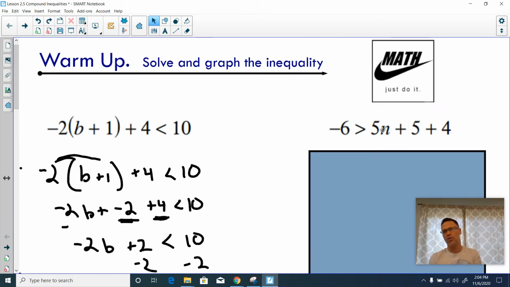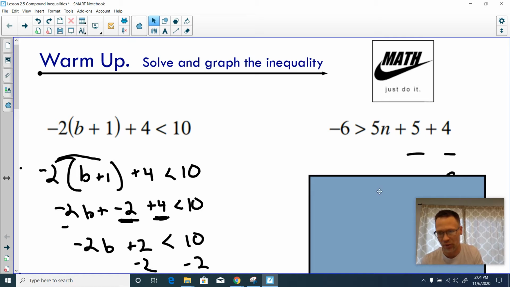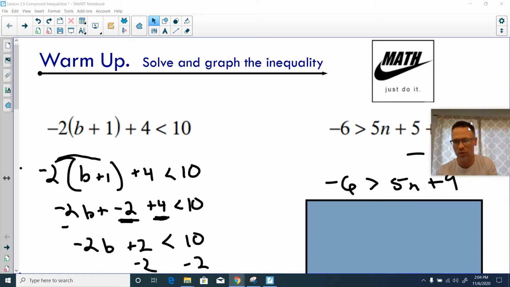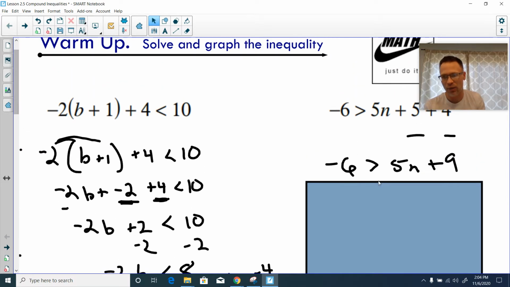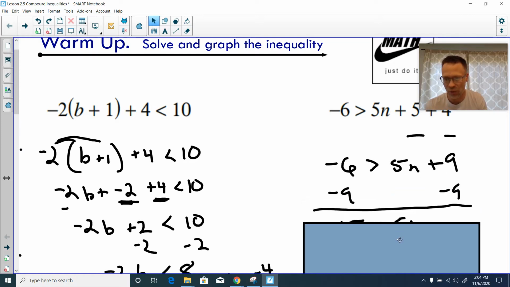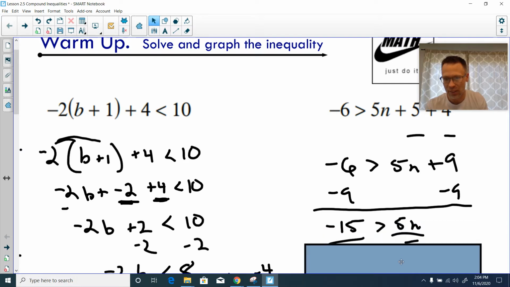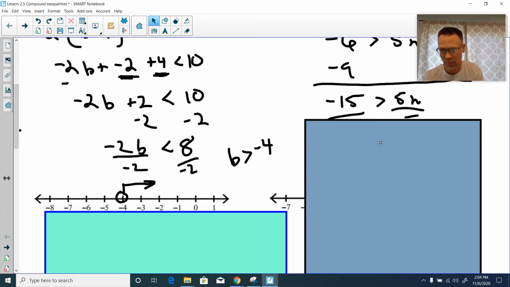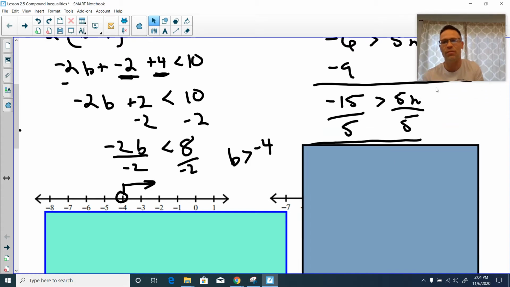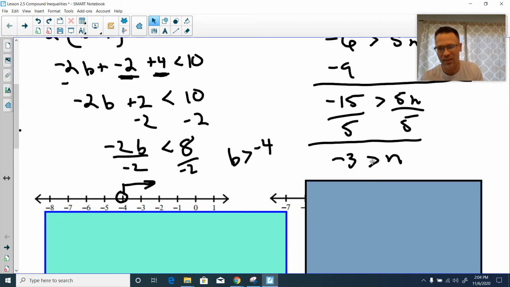So I have -6 is greater than 5n plus 4 plus 5. Well, I have like terms to start off with, so I'm going to combine those. That leaves me with -6 is greater than 5n plus 9. I have a two-step inequality, so now I have to solve it. I'm going to subtract 9 from both sides. That gives me -15 is greater than 5n. Divide both sides by 5. I do not flip the symbol because 5 is not negative. That leaves me with n is less than -3.